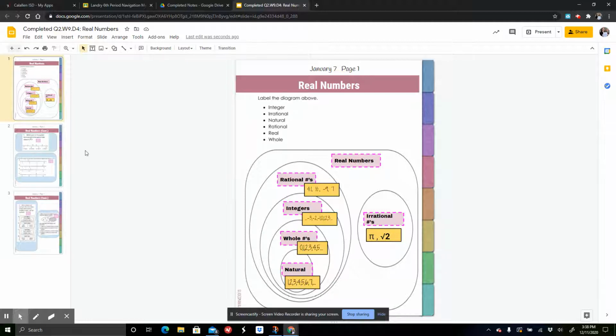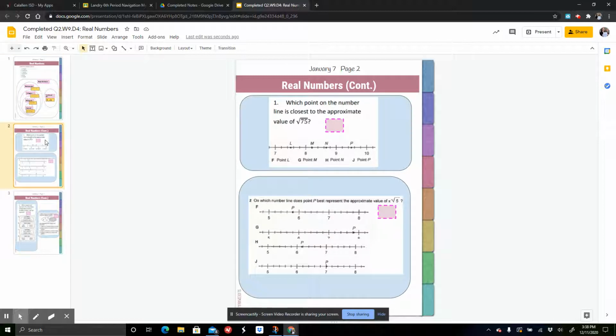Okay, so we're going to move to the second page. It says which point on the number line is closest to the approximate value of the square root of 75. If we want to find out the square root of 75, we can put that into our calculator.